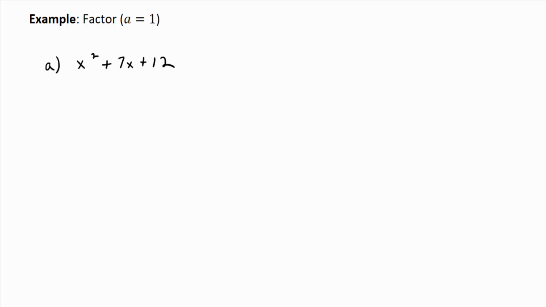By the way, let's make sure you understand what I mean by a, b, and c. What's a for x squared plus 7x plus 12? A is the coefficient of the term of highest degree, so that's going to be x squared in this case, and the degree is 2, and a is 1. What's b? The coefficient of the x term, or the variable to the first power, and c is 12.